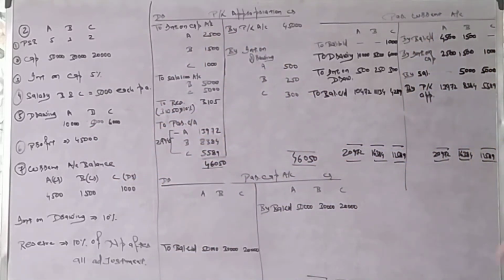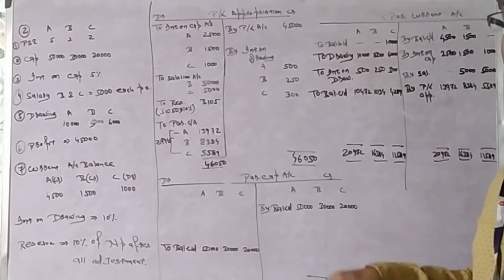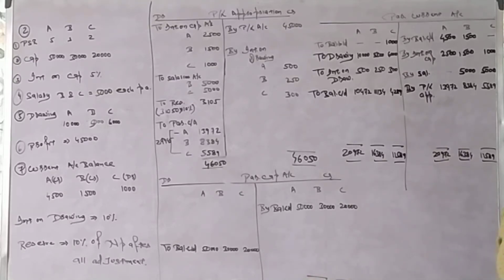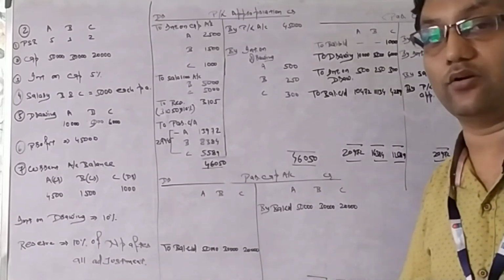The question will say permanent drawing or drawing of capital. Only then, if further capital is brought, we should write by bank here, and if any permanent drawing or drawing of capital is done, we will write here to cash or bank. But in this question there is nothing. So opening capital will become their closing capital.